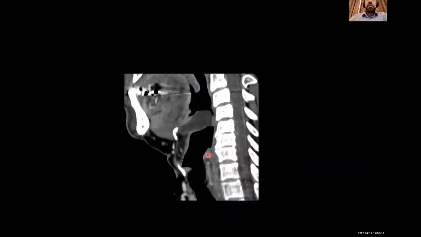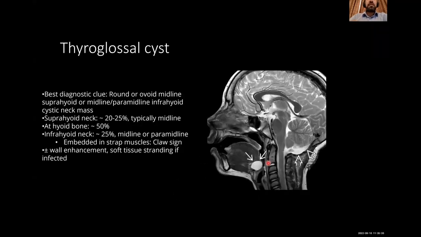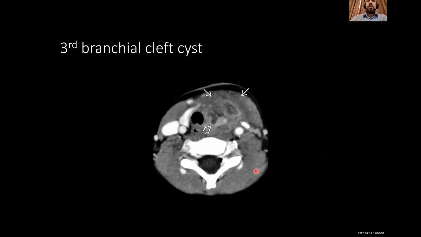Here it is. This is the laryngeal cyst, an epiglottic cyst. These are examples of thyroglossal cyst near the mouth floor. You can ask the patient to protrude his tongue, especially with ultrasound. You put the probe and ask the patient to protrude his tongue, and it will move, so it is a thyroglossal cyst. Here, this is a third branchial cleft cyst in its vicinity.